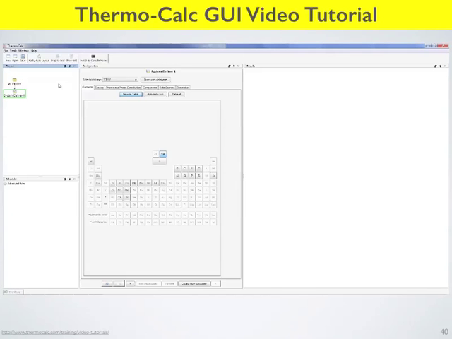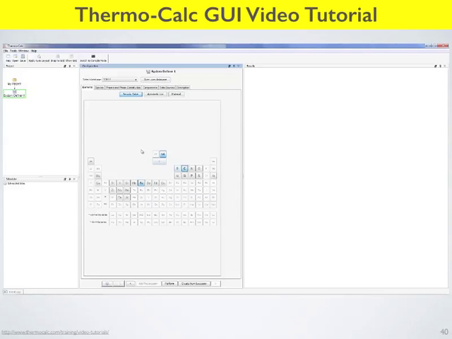This is the configuration for the system definer, and this is where you, for example, open a specific database, select elements, open a material file, and select or deselect phases. Let's select iron and carbon in the periodic table. For this example, that is all we have to do in the system definer.